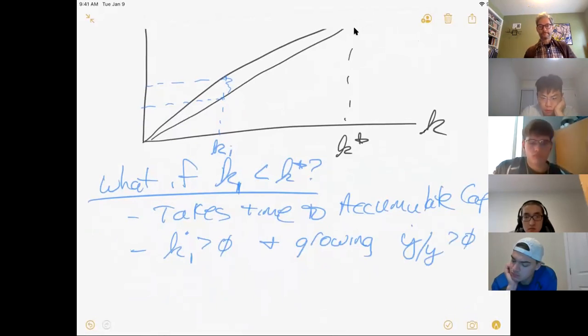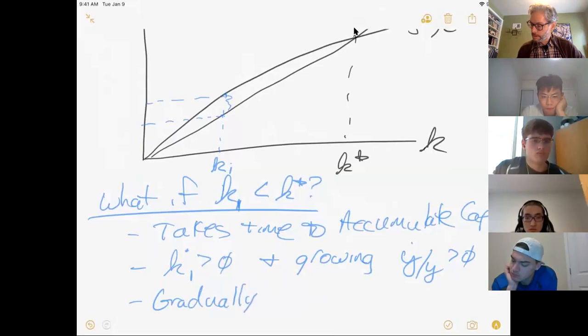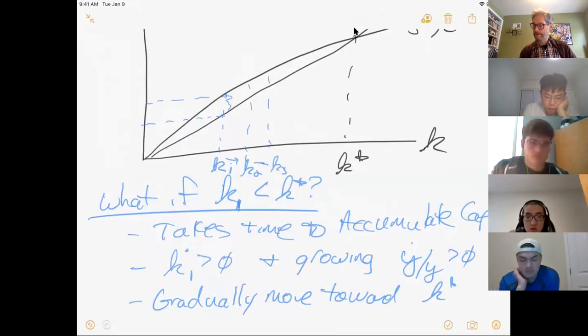You're going to start growing, and output is going to grow. But it is not going to grow you immediately to the steady state. What's going to happen over time is you're going to gradually move towards K star. Right? So think about this in multiple periods. Multiple periods, you're going to begin moving towards K star.